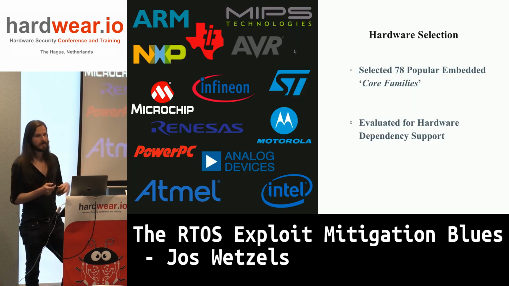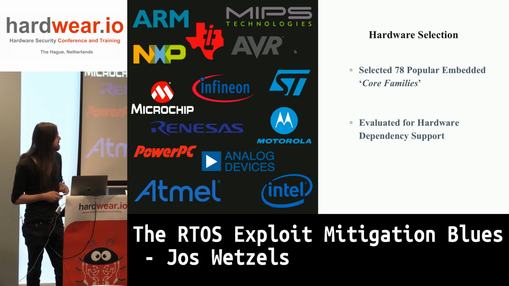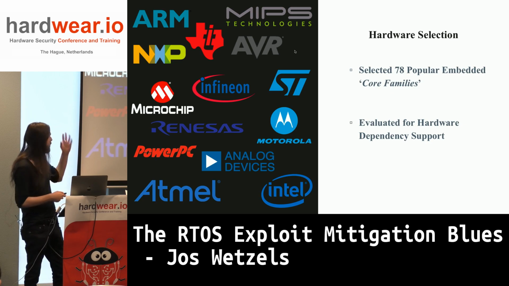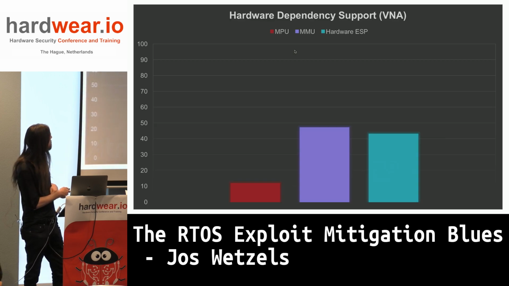In order to get a picture of support for these hardware dependencies, I selected 78 popular embedded core families, because that's a nice round number. And they're from different kinds of architectural families, ARM Cortex-M, you name it. And I evaluated them for hardware dependency support in this baseline.